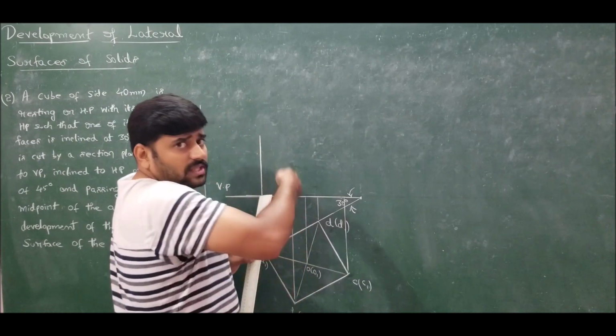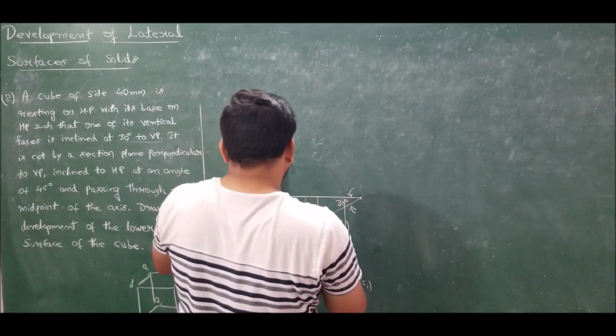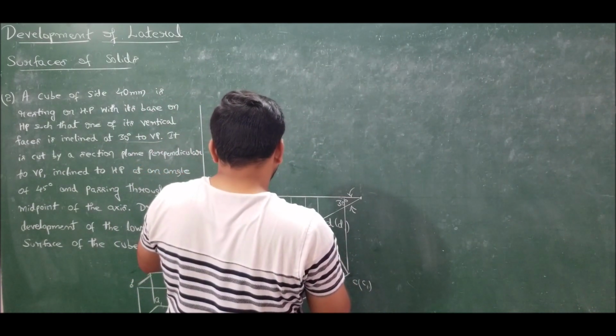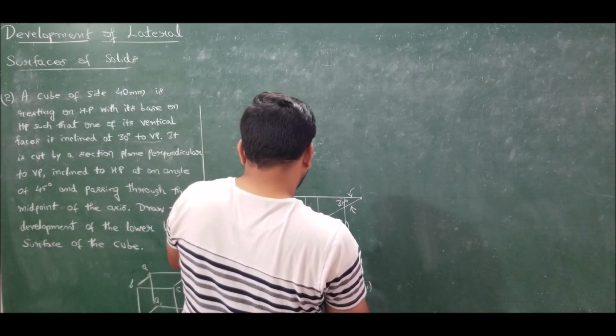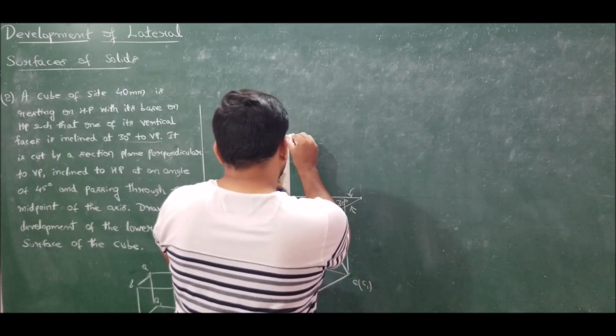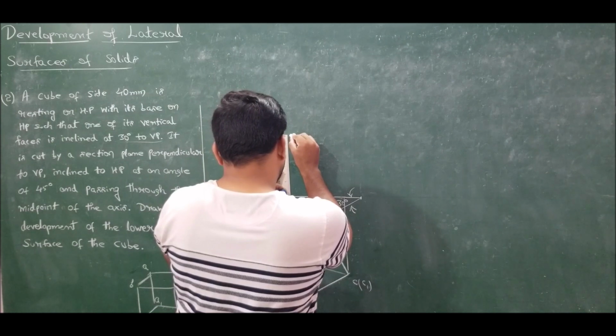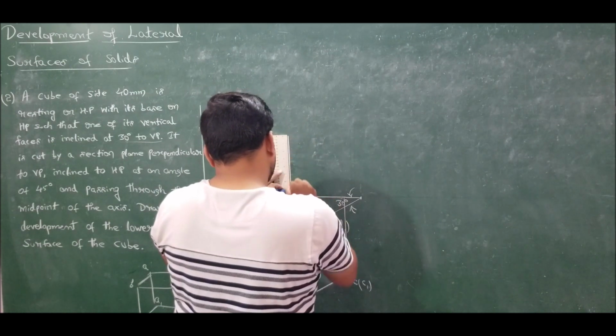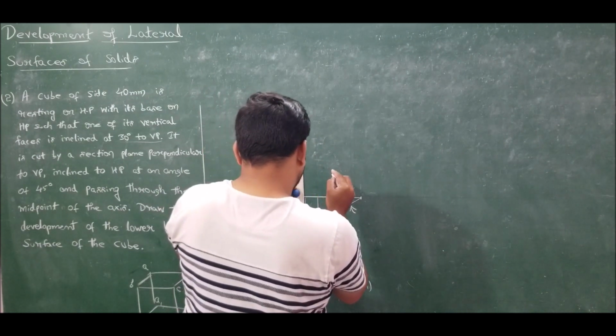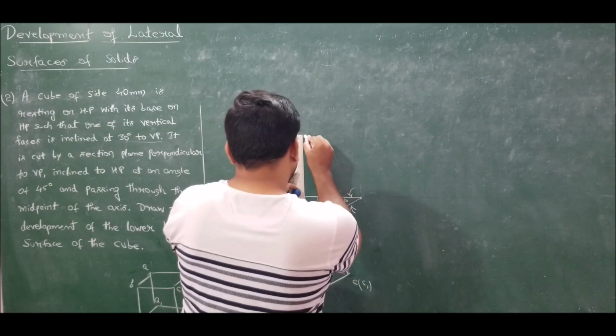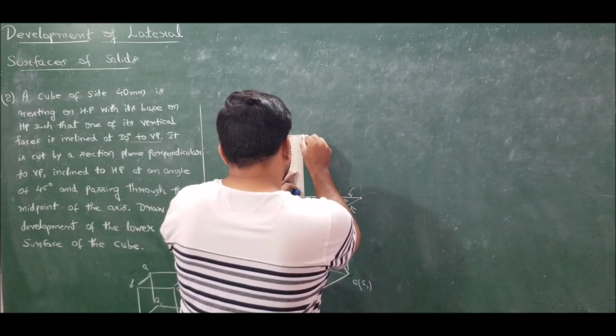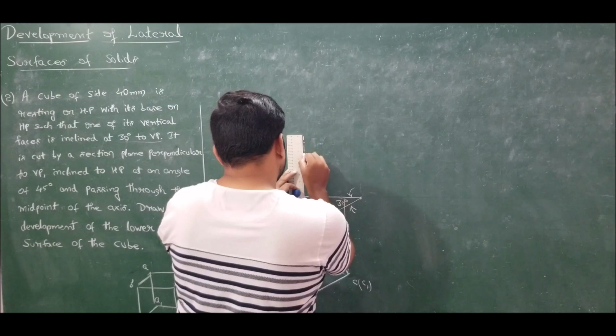So for cube, all the vertical faces are parallel, or vertical edges are parallel. Dimension is known, 80. So lay it down. So the axis could be seen because none of the vertical edges is coming in between. So show the axis.